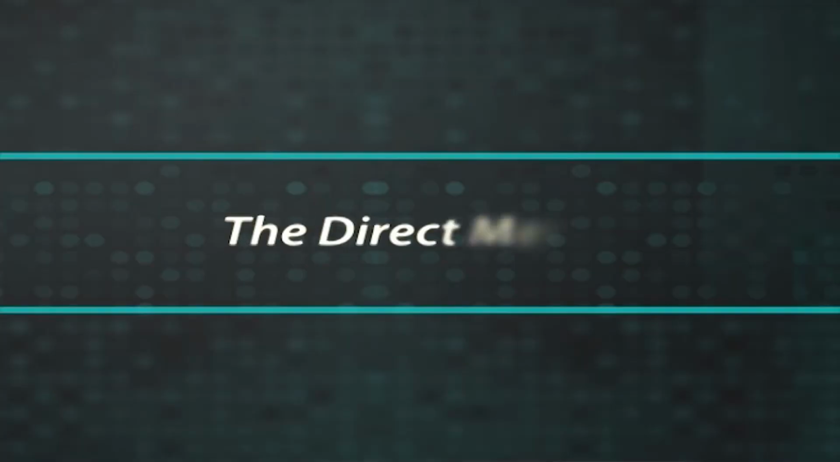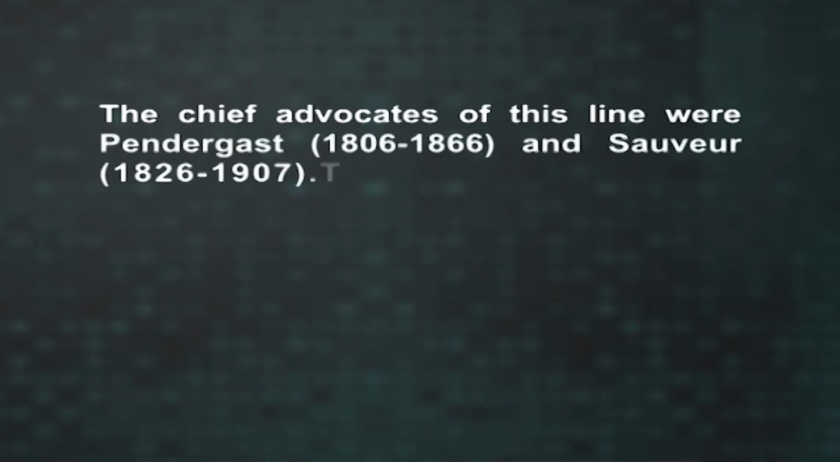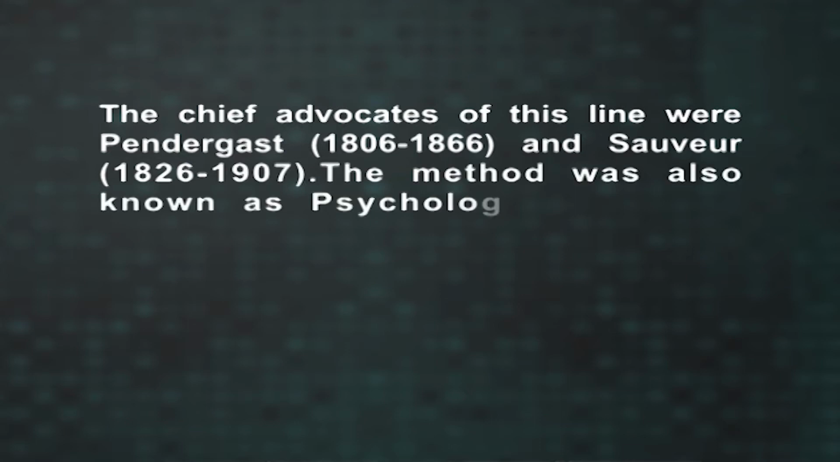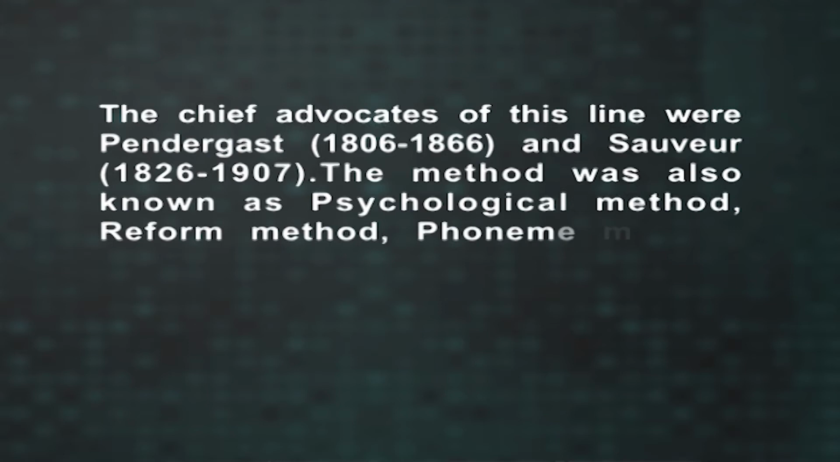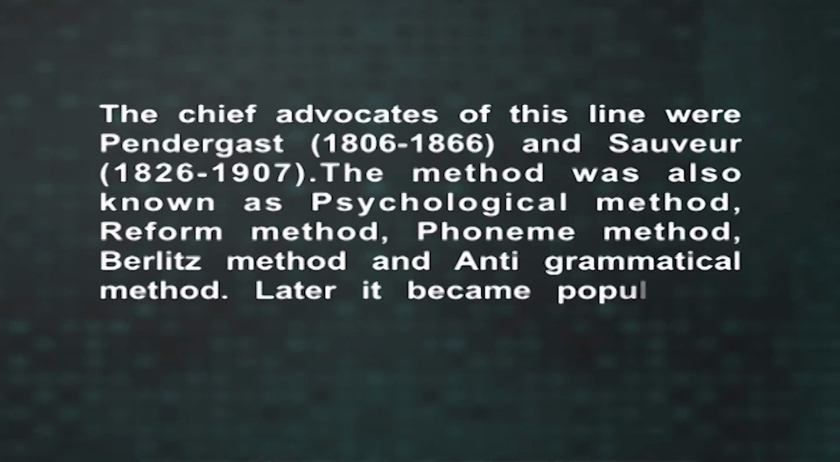Now, the direct method. The direct method came as a reaction against the translation method. The reformists believed that language can be taught naturally and directly without the intervention of the mother tongue. The chief advocates of this line were Pendergast and Sauer. This method was also known as psychological method, reform method, phoneme method, Berlitz method and anti-grammatical method. Later, it became popular as direct method.